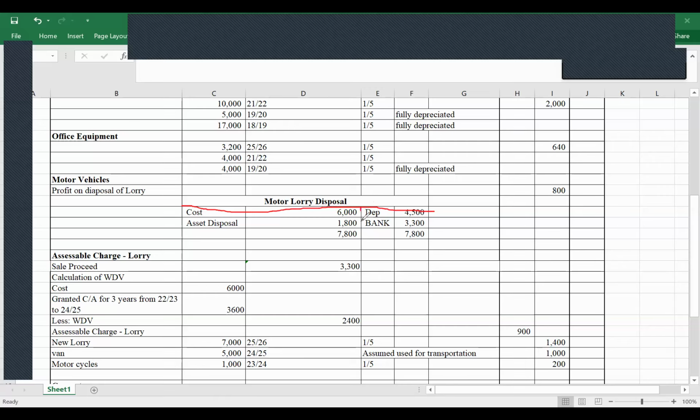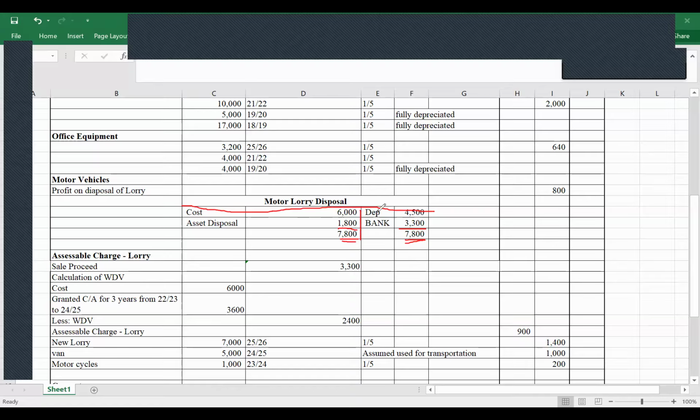It is a T account, so we will do it like this. How do we do this? We have to mention the cost in the debit part. On the debit side, we have to mention the cost.